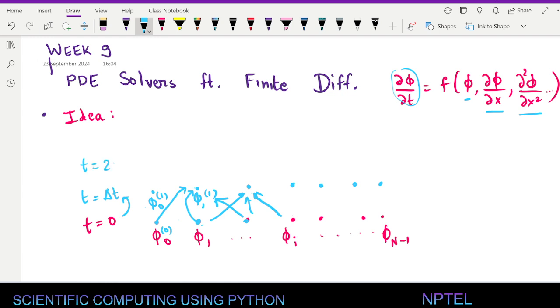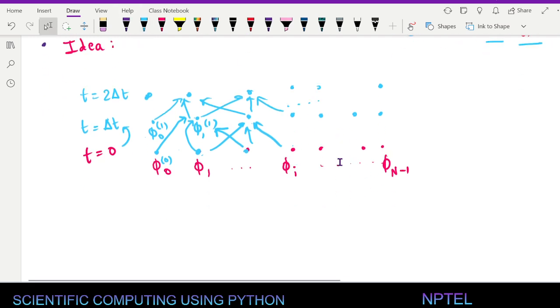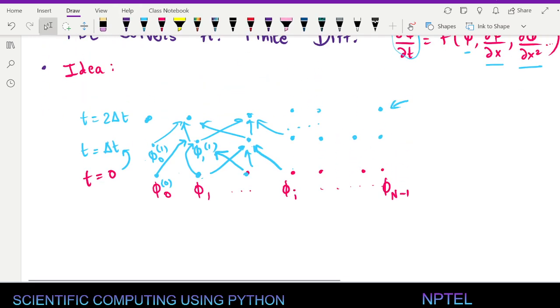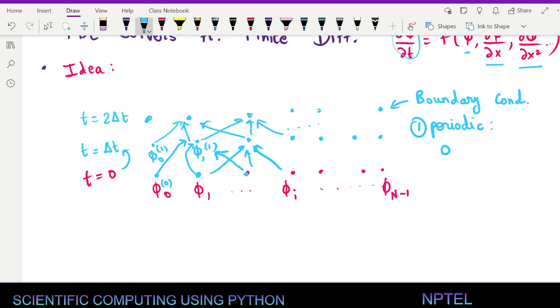Then you go to t is equal to 2. Again, do the same thing, and so on. Yes, and these last points are always notorious. So we need to know what boundary condition is there. If it is periodic, then after doing everything, you have to write one more sentence that phi n minus 1 is equal to phi 0.